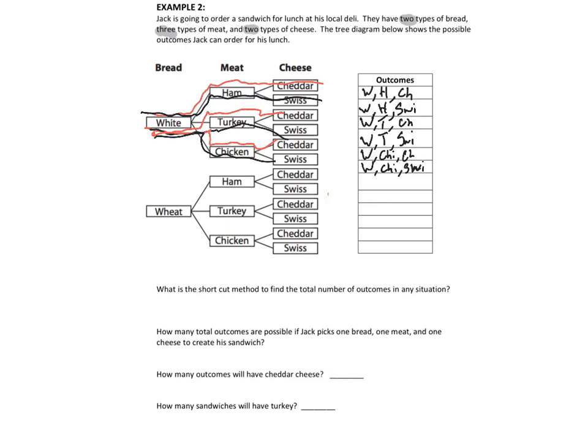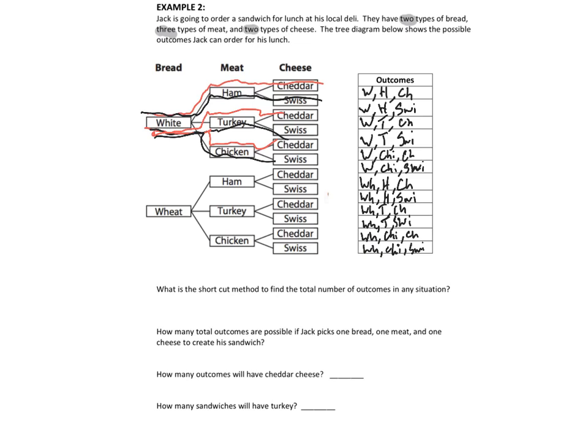Now we need to do the wheat bread. So I'm going to go a little quicker since I think we got it now. So we have wheat bread to ham to cheddar, wheat bread to ham to Swiss, wheat bread to turkey to cheddar, wheat bread, turkey, Swiss, wheat bread, chicken, cheddar, wheat bread, chicken, Swiss.